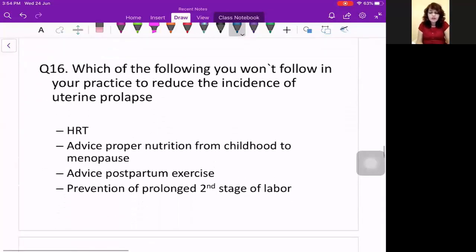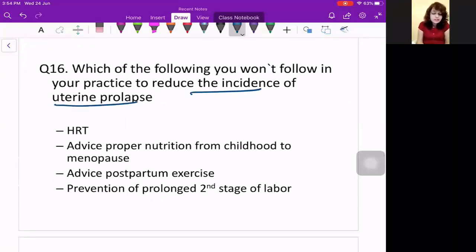Next, which of the following would you follow in practice to reduce the incidence of uterine prolapse? Well, friends, the options given are hormonal replacement therapy, advice on proper nutrition from childhood to menopause, advice on postpartum exercises, and prevention of prolonged second stage of labor.